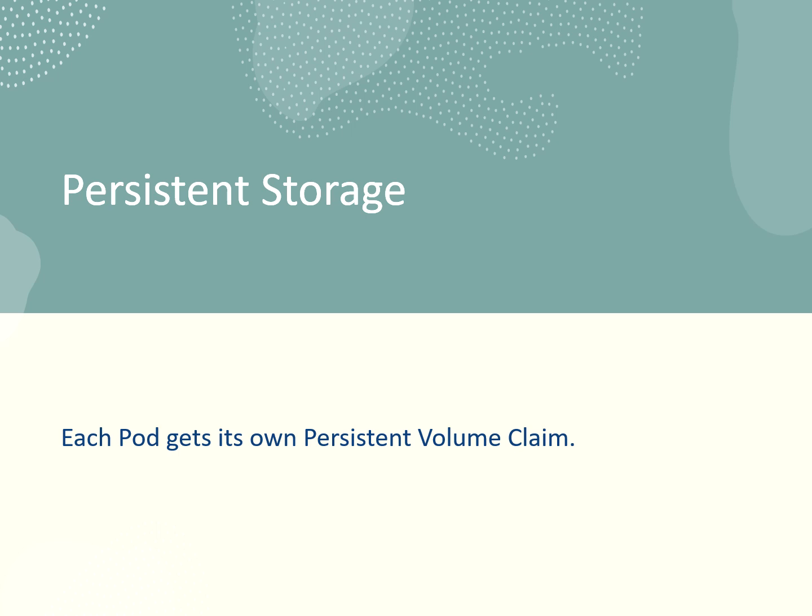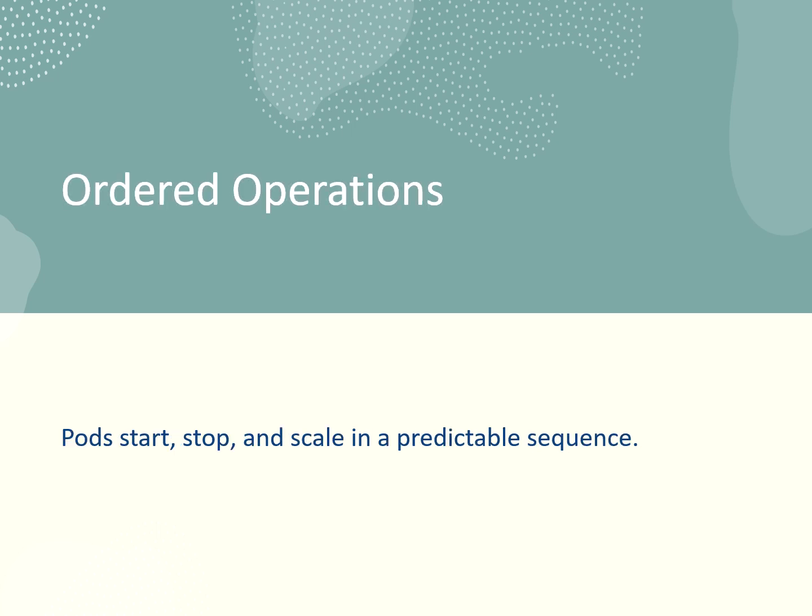We'll look at persistent storage. This probably is the most important feature. Each pod gets its own persistent volume claim, PVC. If you want to know more about PV and PVC, you can see my earlier videos so you can understand this concept in a better way. For example, MySQL-0 has PVC-0, MySQL-1 has PVC-1, likewise. So even if a pod is deleted, the data will remain safe. Think of it like a database instance having its own dedicated hard drive.